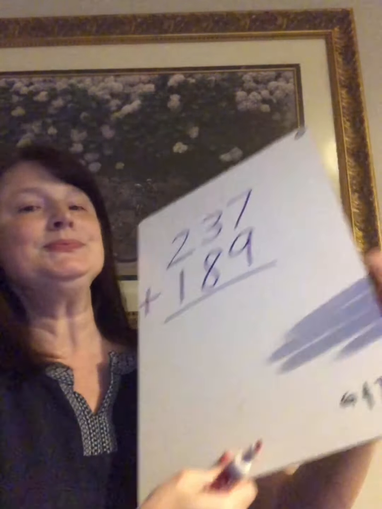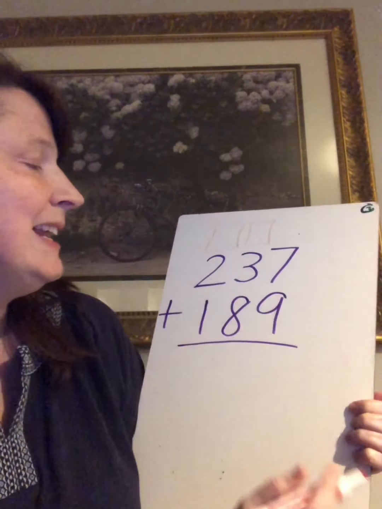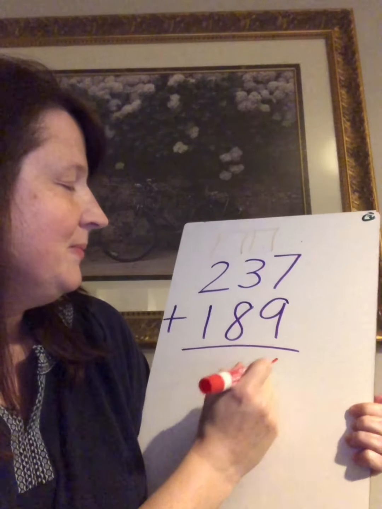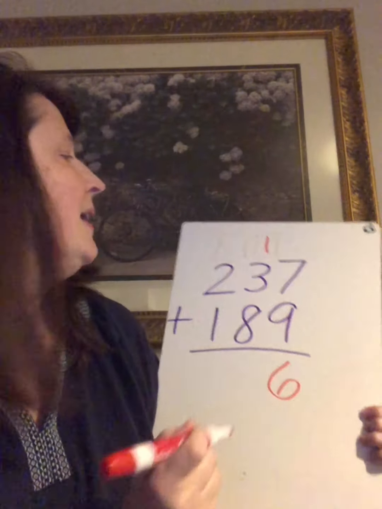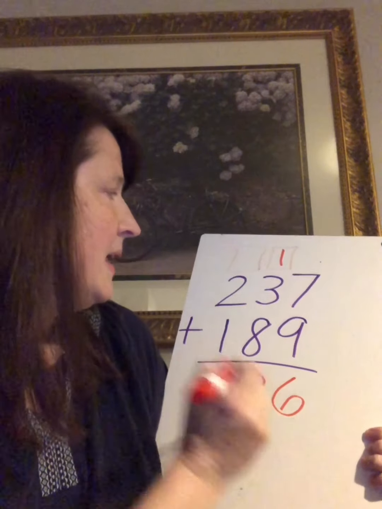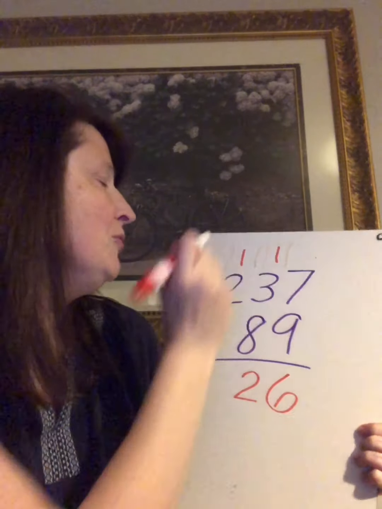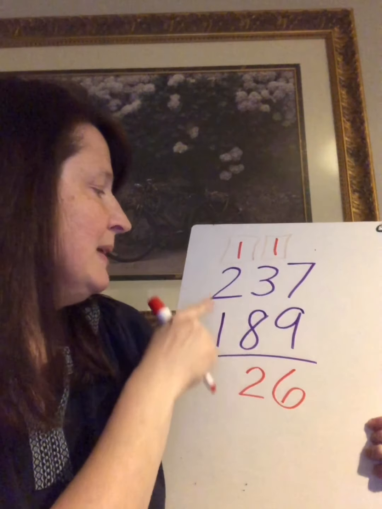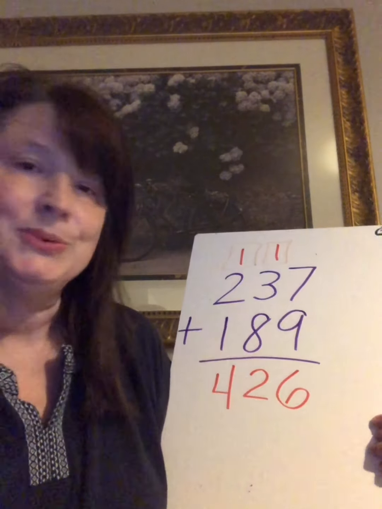All right, so here it is. We'll start in the ones place, okay, with 7 plus 9, that is 16. Write the 6 down here and regroup or carry the 1. 3 plus 8 is 11, plus this one is 12. The 2 goes here. The 1 goes up here because we're regrouping it or carrying it. 2 plus 1 is 3, plus this one is 4. So we end up with 426.